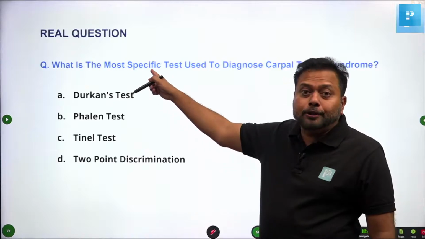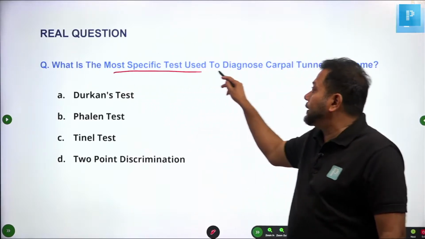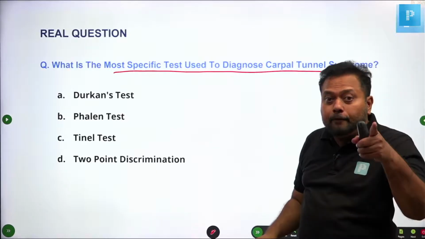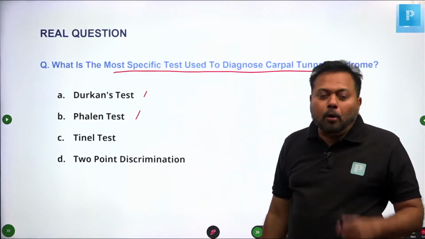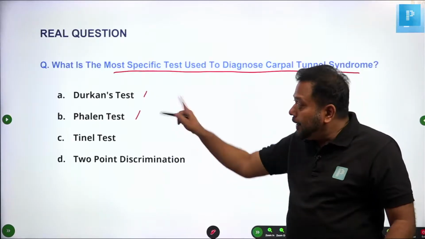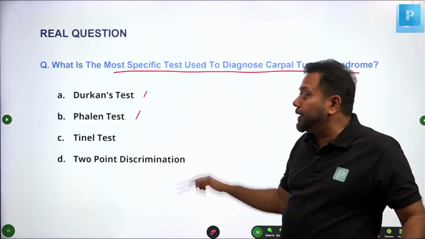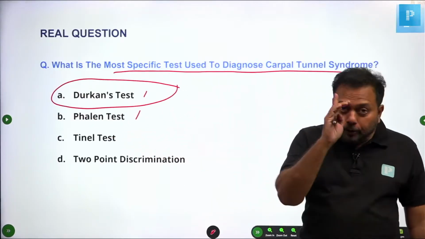This is the real question that is asked in INI-CET. What is the most specific test used to diagnose carpal tunnel syndrome? When you see, he has given Durkan, he has given Fallon. Both the tests are for carpal tunnel. He has given both and he is asking which is specific. The answer is Durkan's. Durkan's is specific.